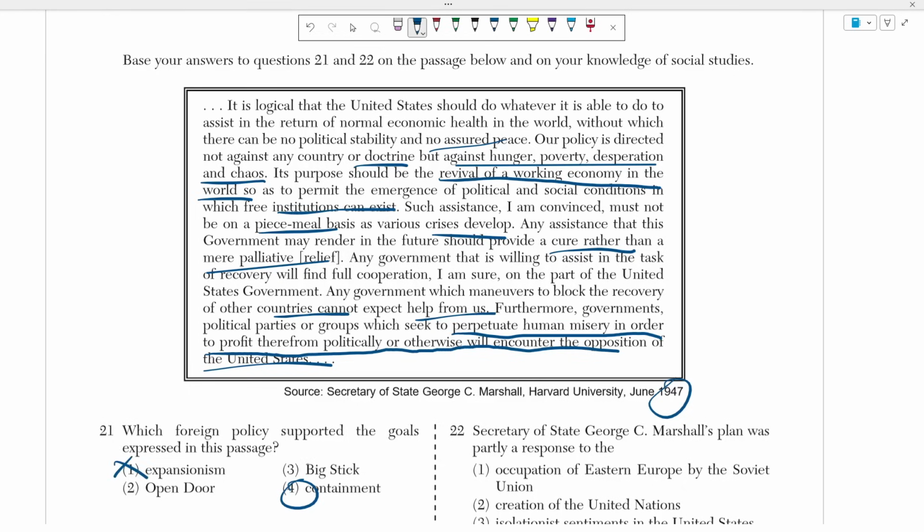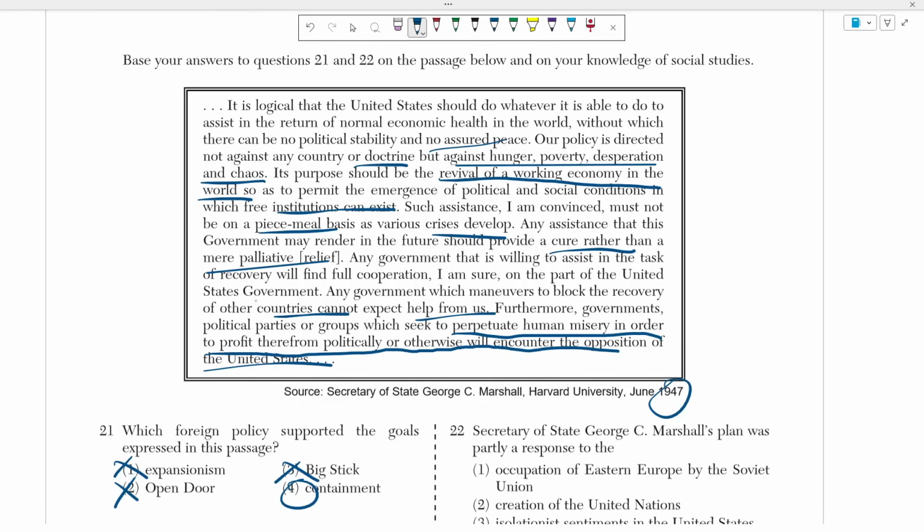Expansionism is false. Big stick is also false. Big stick policy is America having a very strong military but trying to resolve things through diplomacy. Expansionism would be true if we were trying to colonize Europe, but that's not what's happening. And open door is also false here.